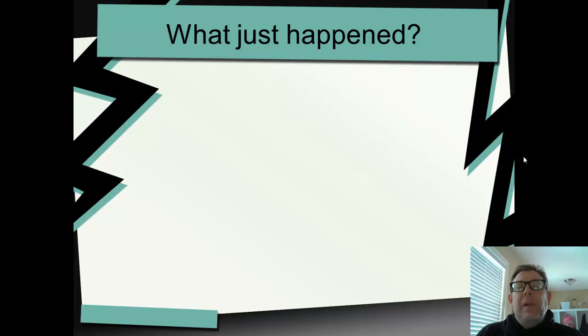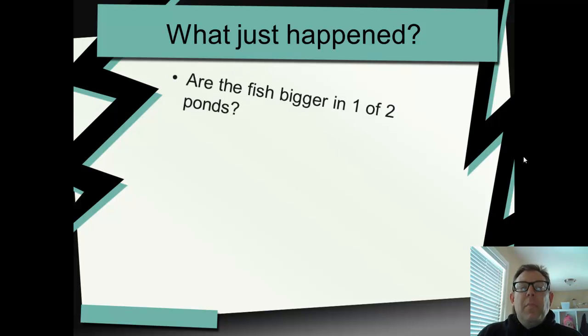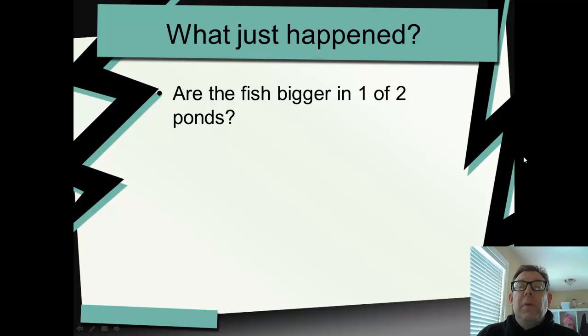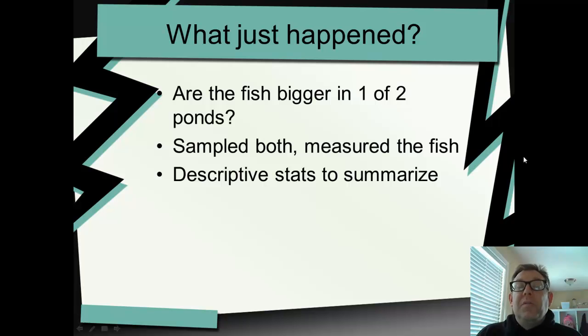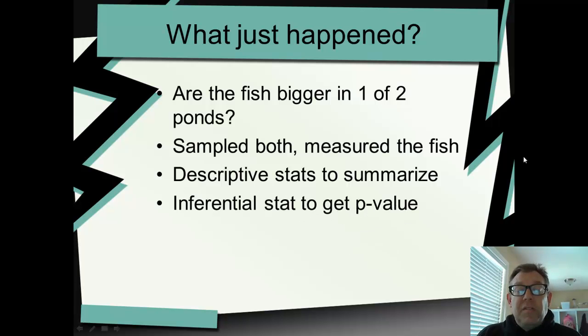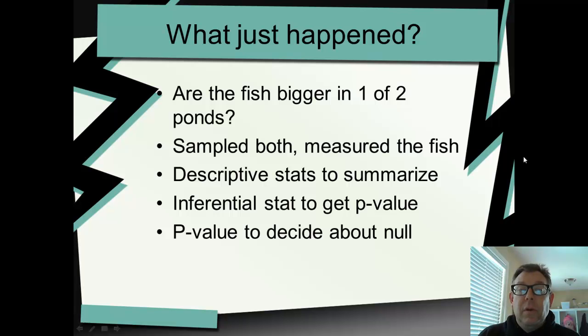So let's wrap this all up now. What just happened? Remember that we had a question. Are the fish bigger in one of two ponds? We formed a hypothesis and a null hypothesis. We sampled both ponds. We measured the fish. We used descriptive stats to summarize those raw data. We then used the descriptive stats to get an inferential stat, which gave us a p-value, and the p-value allowed us to make a decision about the null. And that's statistics in a nutshell.